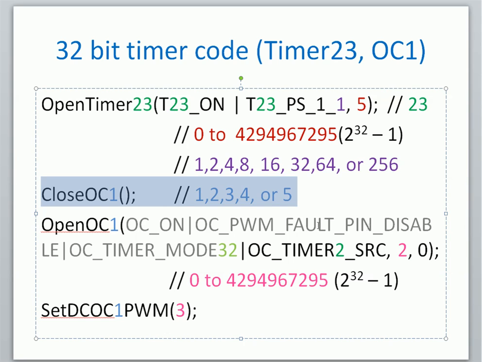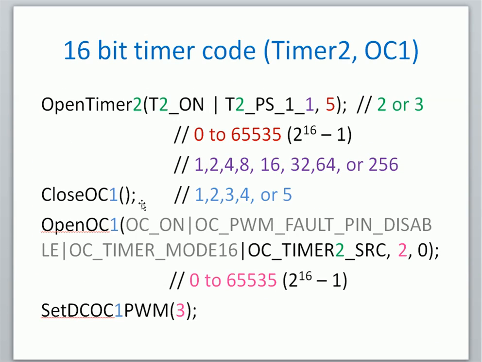Here's how we set the output compare module to what we want. The 1 is for module 1, but we have choices of 2, 3, 4, or 5. Here, we're turning it on, and the only letters that you need to see in here is that we're using PWM.